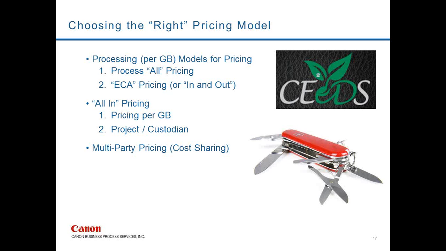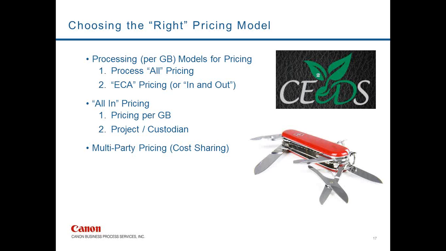And then another type of model is the all-in pricing model, where you'll see those cost categories that we talked about before, from professional services through processing, hosting, etc. The vendor can bundle that all into one set price per gigabyte, or a set price for the project, or even a set price per custodian. When you go down that road, it's important that you've got some pretty good information about the size and scope of your case, the number of documents, etc., to work with that vendor to create that type of pricing. And then last, you'll also see a multi-party pricing, cost-sharing type of structure out there.